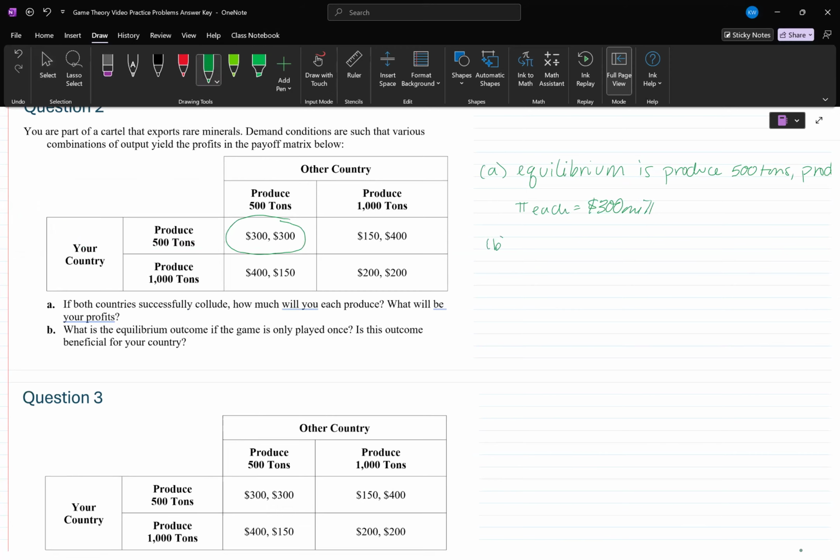Okay, so B, if the game is only played once, looking at this game, we can see it's a prisoner's dilemma. I have an incentive to cheat because it gets me a payoff of 400 rather than 300, and so does my partner in this cartel. So if we're only playing once, both of us are going to probably give in to this incentive to cheat because we're not anticipating playing any more after this. All right, so we're going to try to get as much as we can. We both cheat. And as a result, we end up in this produce 1,000 equilibrium.